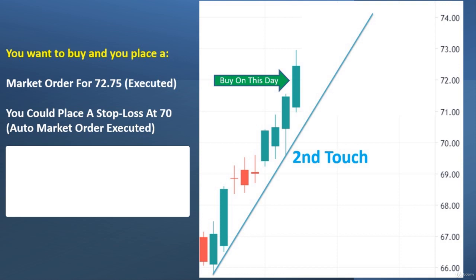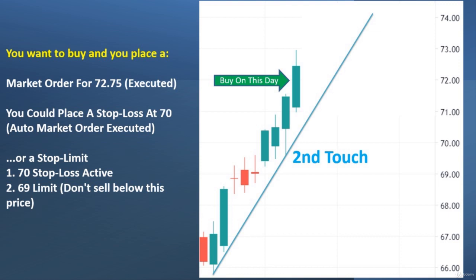You could also place, alternatively, a stop limit. When you place a stop limit, there are two pieces you put in. One is the price at which the stop loss becomes active. Let's say in this case you like that 70, so you're going to put that in. But it also puts a limit on what you would sell it at. So you'd say, okay, I want to put my limit at 69, which basically means you tell the online broker, and it's all automated, don't sell below this price. So two things have to happen. Let's say I bought at 72.75, I put in a stop limit, I say, okay, my stop loss will become active at 70.